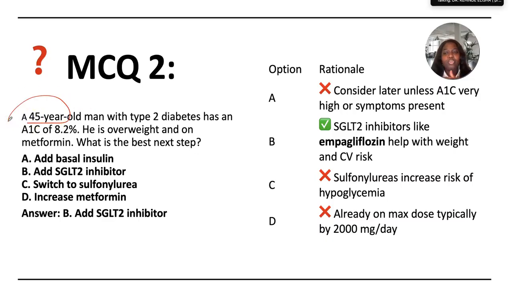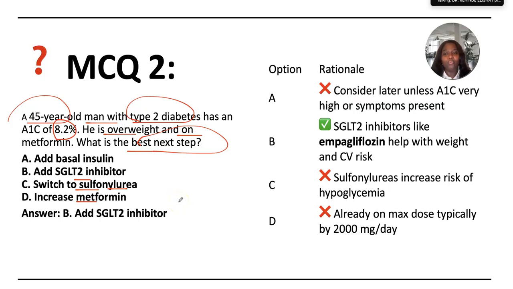Question 2. A 42-year-old, keyword. If you know your keyword, throw it in. Old man, right, with type 2 diabetes has an A1C of 8.2%. He is overweight and on metformin. What is the next best step? Add basal insulin, add SGLT2 inhibitor, switch to sulfonylurea, increase metformin.